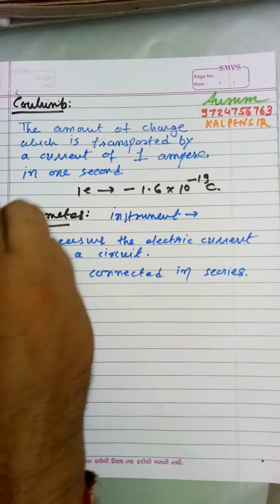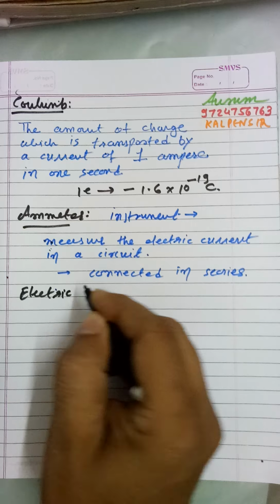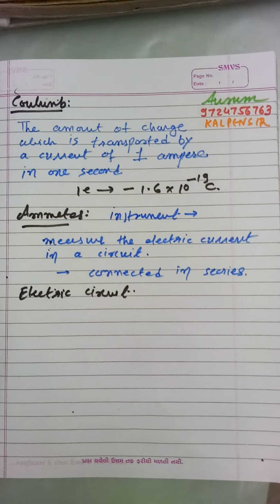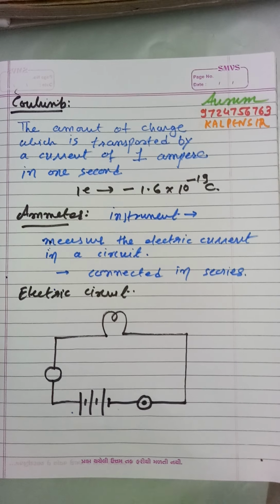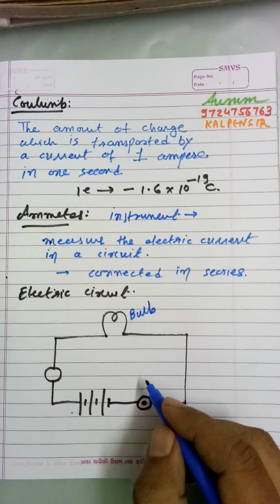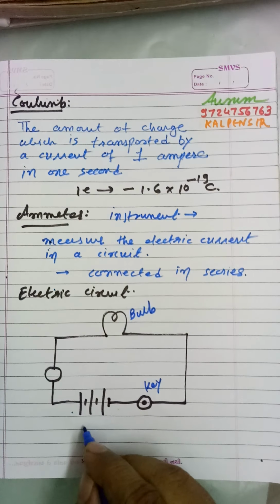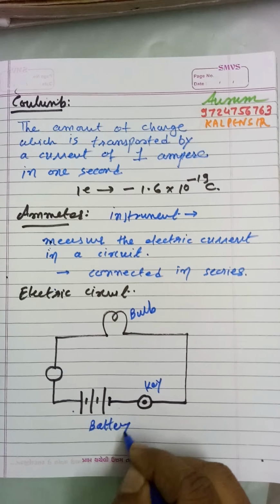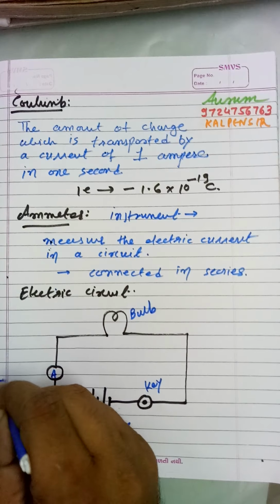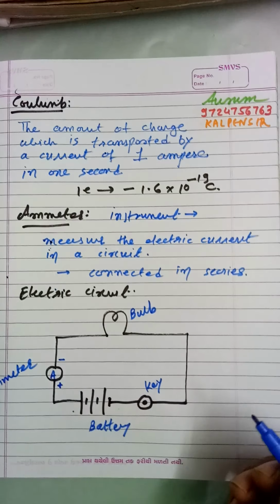Now let us see about the electric circuit. First is a bulb. Here is a key or switch, this is the symbol for that. Battery, ammeter, negative and positive.